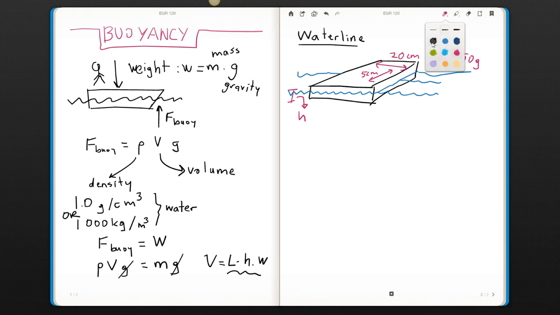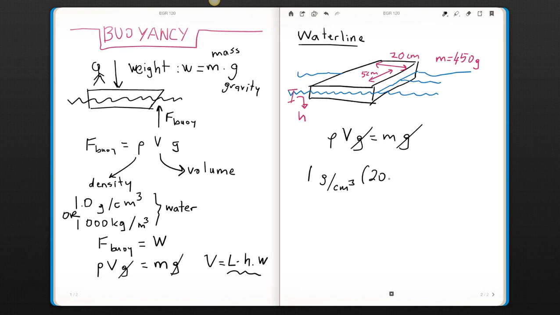So using the same equation, rho V g is equal to mg. Again, we don't care about g, and rho is 1 gram per centimeter cube. Volume is your L H W, so it's your 20 centimeter times 5 centimeter times your H that we don't know, and this is going to be equal to 450 grams. That's your mass.